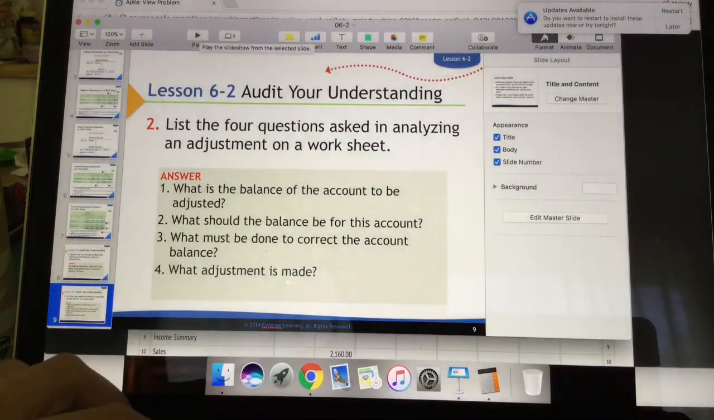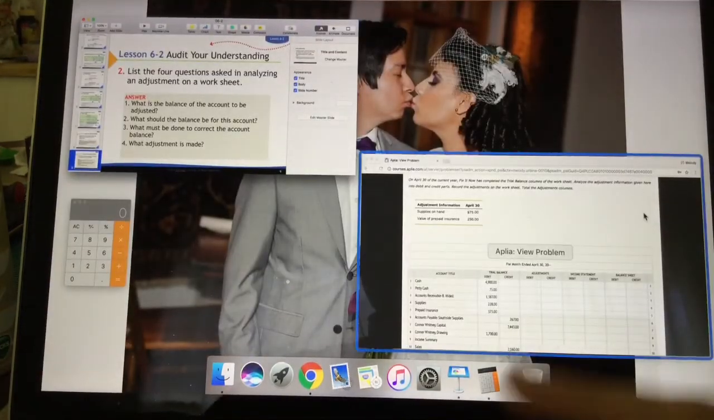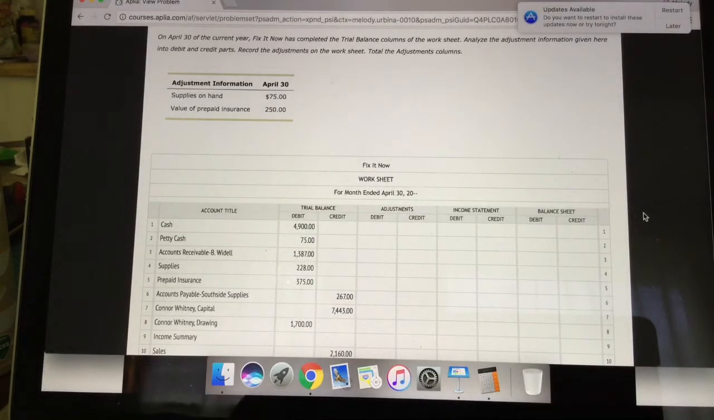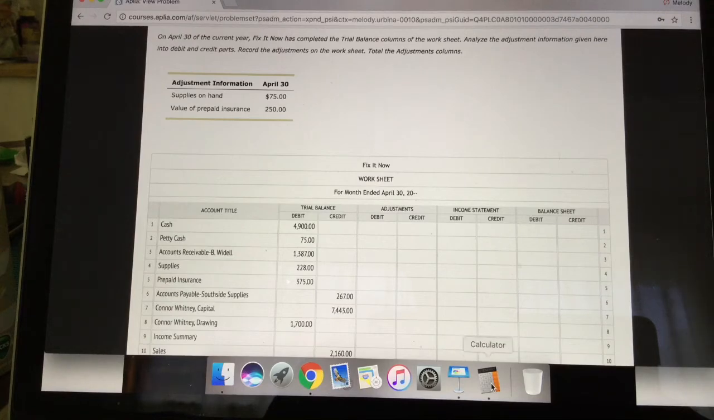Okay, let's go ahead and go into our software. So on April 30th of the current year, Fix It Now has completed the trial balance columns of the worksheet. It says analyze the adjustment information given here in debit and credit parts. Record the adjustment on the worksheet. The adjustment information, April 30th: Supplies on hand is $75. Value of prepaid insurance is $250. So these are not actually the amount you're going to record. So you're going to have to do a little bit of math.